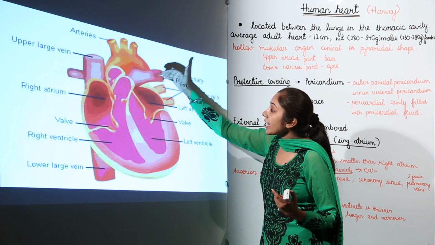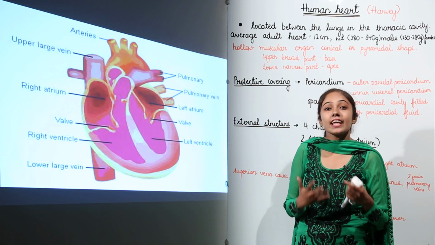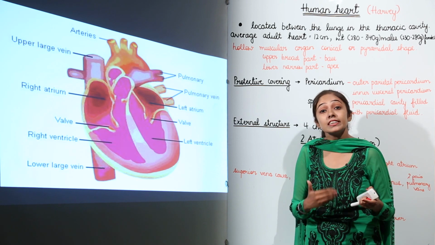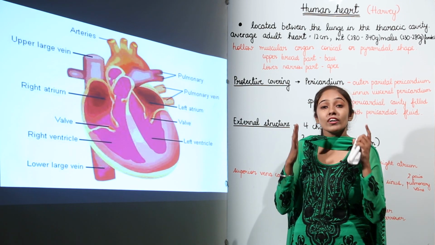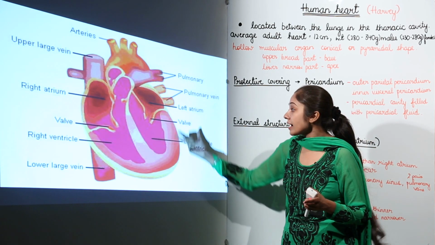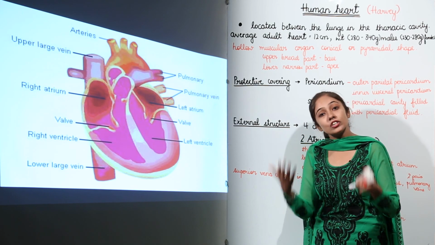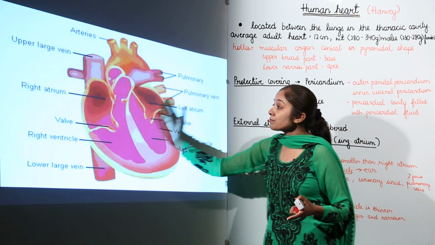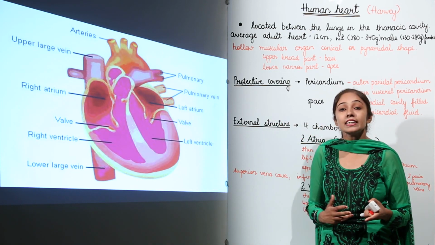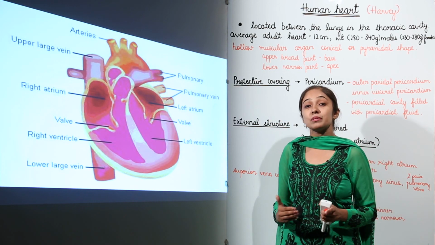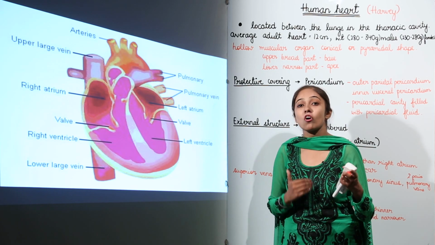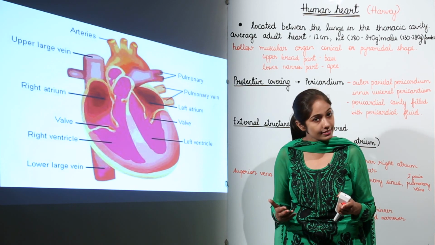Now the left side of the heart carries oxygenated blood. What type of blood is present in the left part? We have oxygenated blood, meaning the blood that is rich in oxygen. And the right part of the heart carries deoxygenated blood, meaning the blood that is deficient in oxygen, or you can say rich in carbon dioxide.